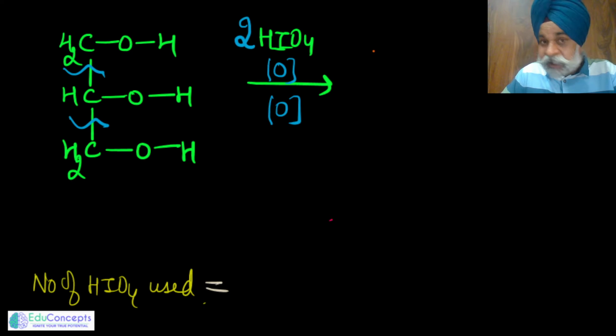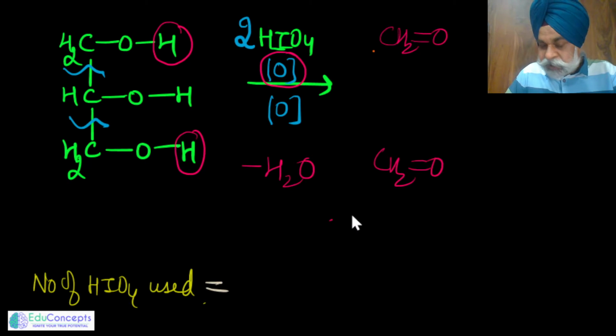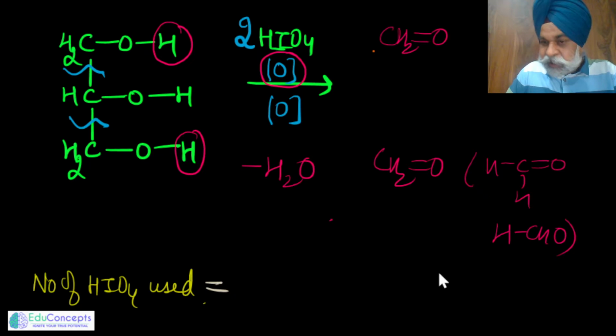Now what product do we get in this discussion? This H and this H along with 1 oxygen would go out as water. So the bond gets broken, and this changes to formaldehyde. This lower part also changes to formaldehyde, which you can write like this, or as a matter of fact, you can also write it like this. Same thing.